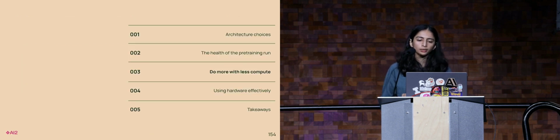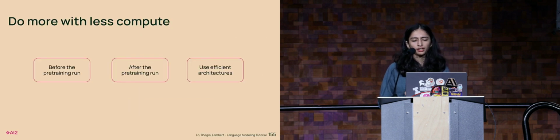Okay, now let's talk about how best to use your compute to get good models. This is a fairly broad idea, and it can be applied in different ways. Namely, there are things you can do before you start your main pre-training run. There are things you can do after you have trained a model for trillions of tokens. And then you can use more efficient architectures. Let's dive into each of these categories.